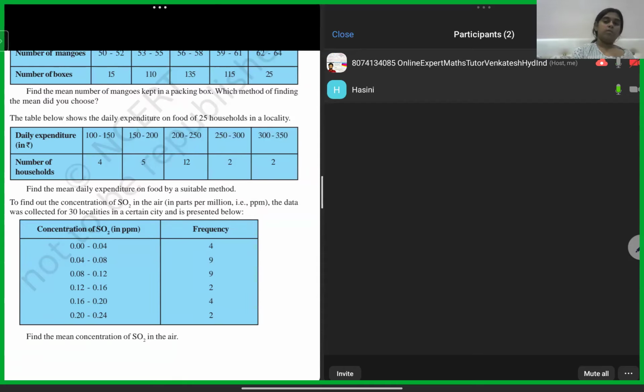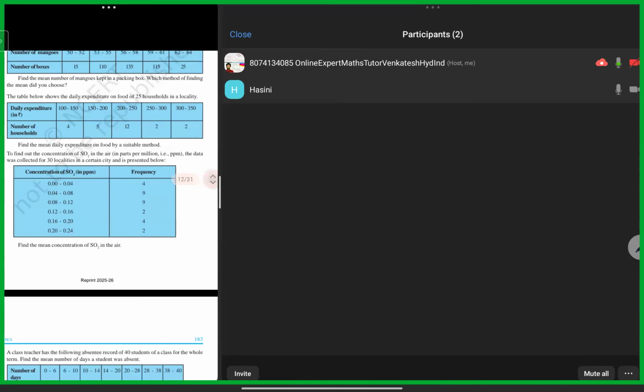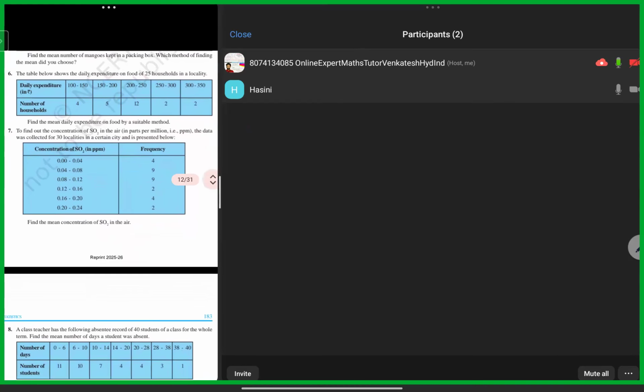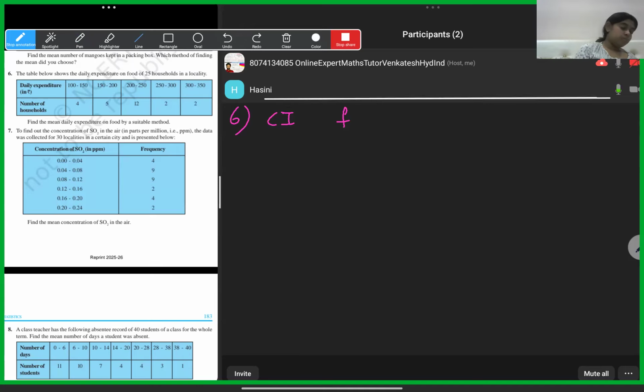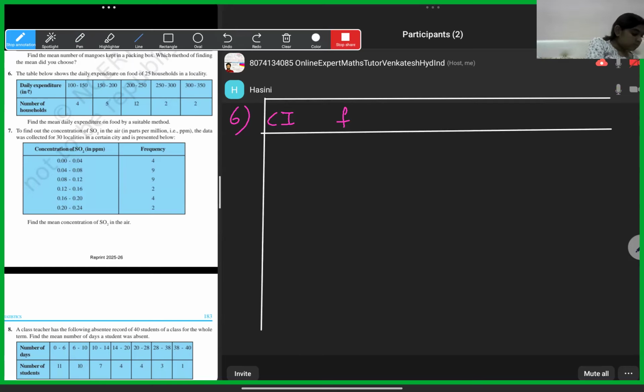Yes, sir. Okay, so we'll choose the method based on the xi values later. Okay, sir. So the sixth one. First, I'll write the class intervals and frequency. Five values we have, so I will draw it.